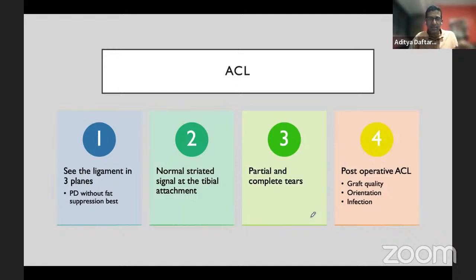The next thing is the normal striated signal at the tibial attachment. Remember, we see this very often. So not everything that has bright signal is a partial tear, a grade 1 or grade 2 ACL. We talked a little bit about partial and complete tears, so single bundle and full thickness tears. And when it comes to the post-operative ACL, we want to talk about the graft quality, the orientation of the graft, and the presence or absence of infection. And if it is present, then at which end is it and how much of the ligament is involved.